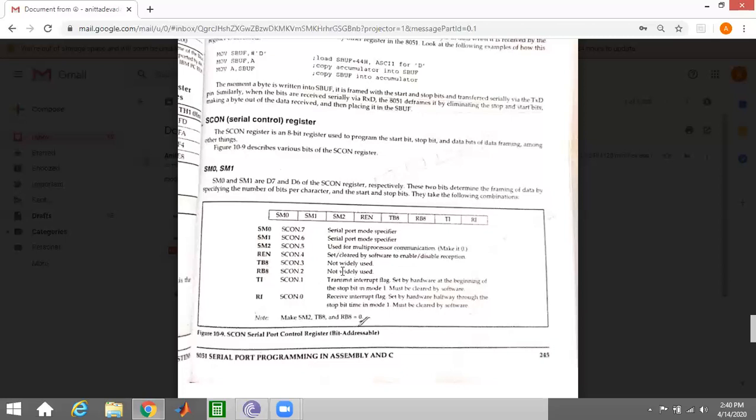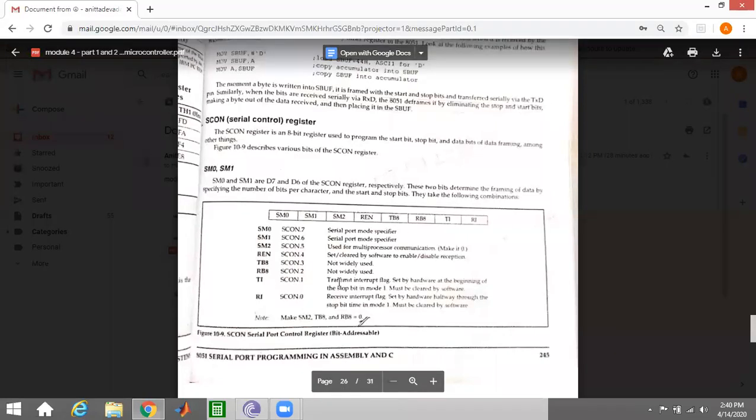Then TB8 and RB8 are not widely used. They are only for higher end applications. We are not studying them in this textbook, because they are used only for higher end applications.